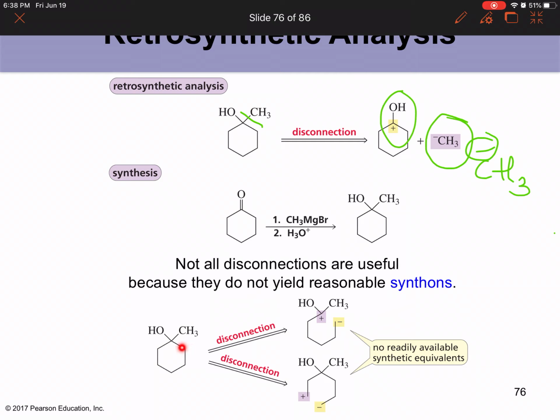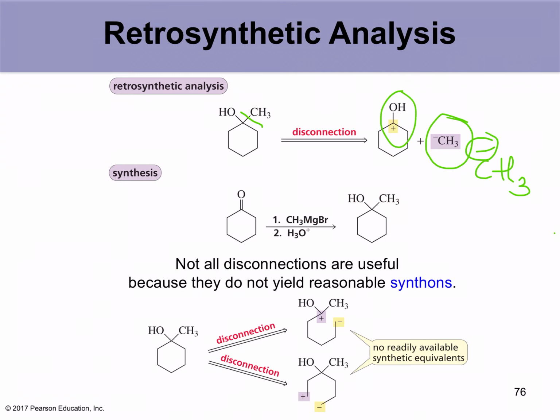For example, if you try to break the carbon-carbon bond of the ring, you'll have a plus and a minus. Also you can break something in the ring somewhere here, plus and minus. So no readily available synthetic equivalents. So it has to be something that we can synthesize from the knowledge that we gain by doing all these reactions and getting familiar with the different types of organic reactions. So that is the reason we are learning all kinds of different ways of making molecules.